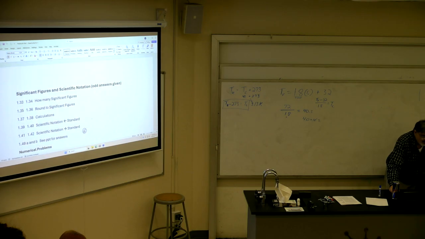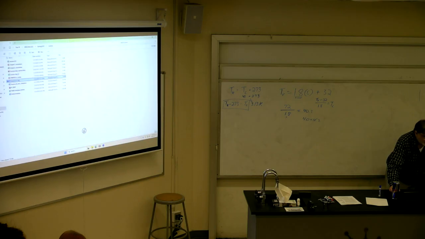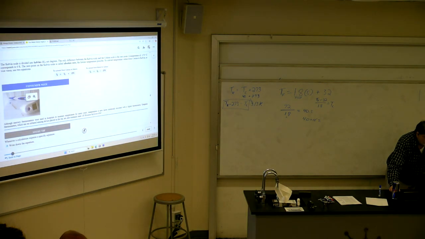So, a few temperature conversions. I think that rounds out everything I want to do in chapter 1. So that takes us to chapter 2.